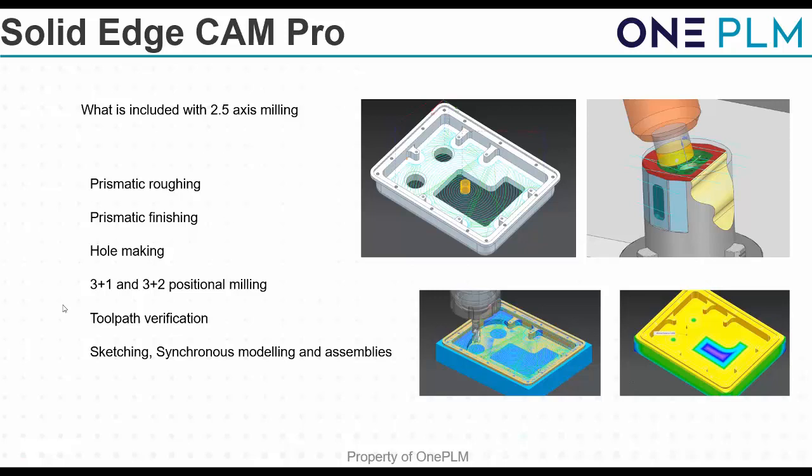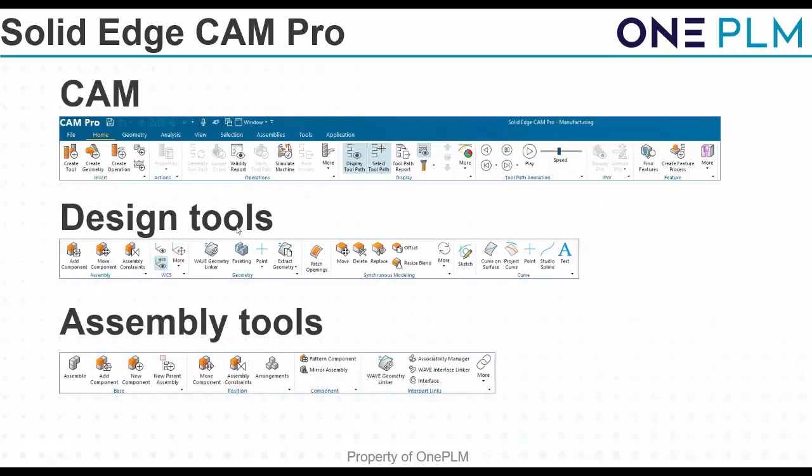So we've got full toolpath verification and an analysis of the in-process workpiece, so you can analyse how much material is left. And we've also got a whole raft of CAD tools available to us. We've got the full sketching, we've got synchronous modelling, the same as you have in Solid Edge, and we've got full assembly modelling. Let's go and have a look at some of the toolpath bars before we get into our live demonstration, just to see what we've actually got.